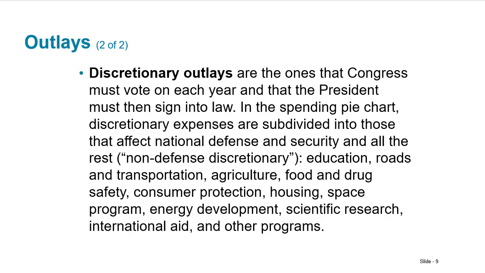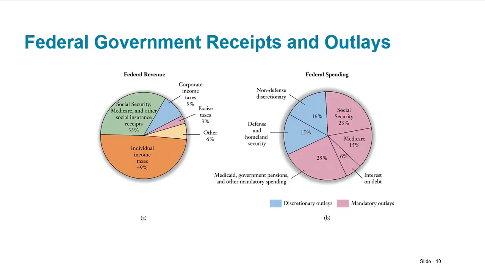Discretionary outlays are the ones that Congress must vote on each year. And they're subdivided into those that affect national defense and security and basically all the rest, non-defense stuff like education, transportation, and so on and so forth. So even though these things are called discretionary outlays, some of them have really become mandatory, it seems, in the past, right?